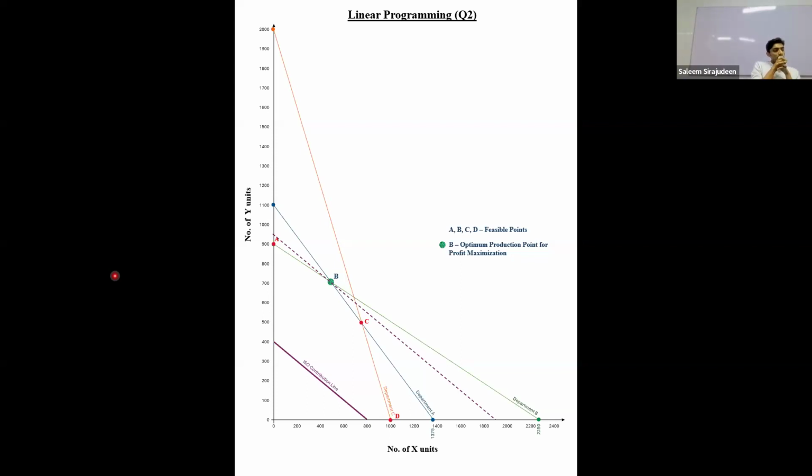The last feasible point which it touches will be the optimum production point for the profit maximization. Correct? Yes? Okay. The next point.